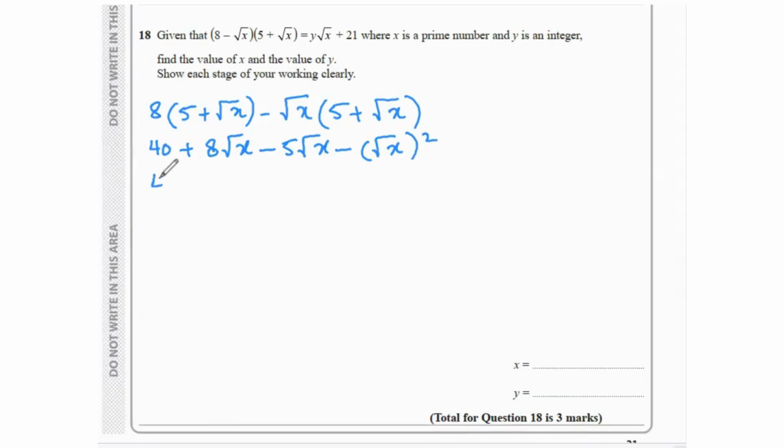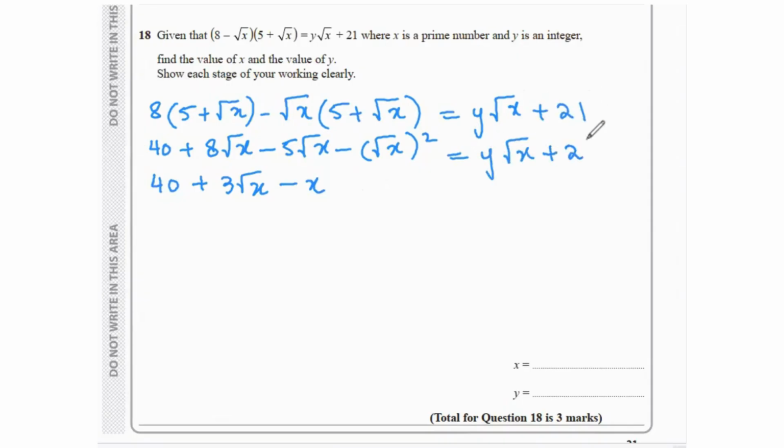We can collect the like terms. 8 root x minus 5 root x is 3 root x. Square of root x is going to be x. And this entire thing is equal to y root x plus 21. So what we will do now is we'll compare the left-hand side with the right-hand side and put the similar terms equal to each other.